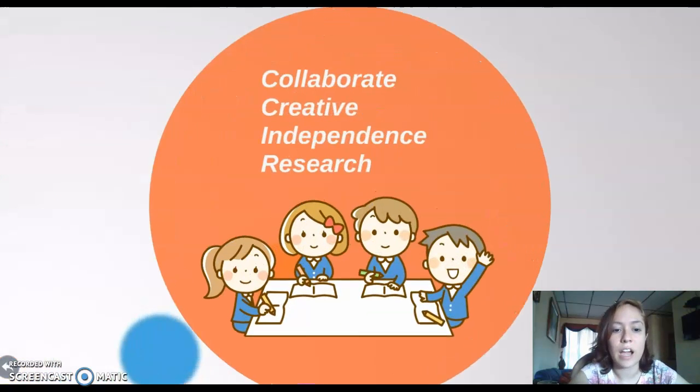And for the students, I think that their role is that they should be collaborative in class with their classmates and with the teacher, always be interactive, be creative, have some independence so that they can go and research information and gather what they need.